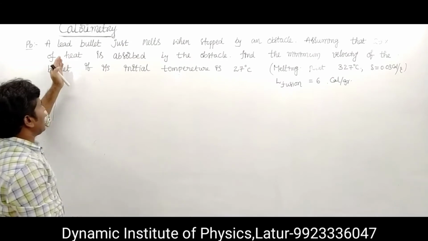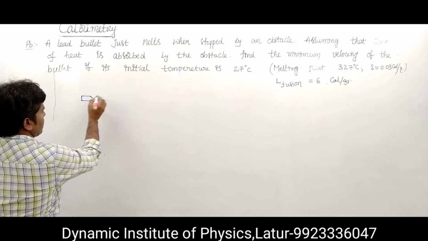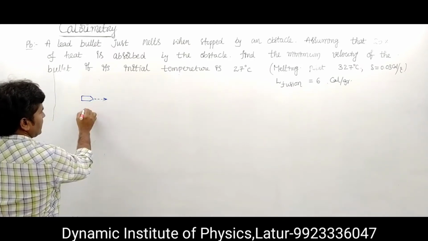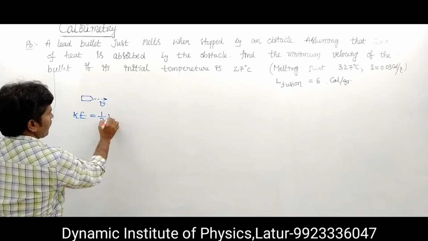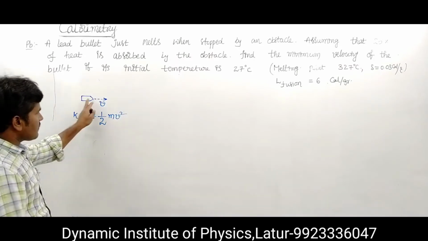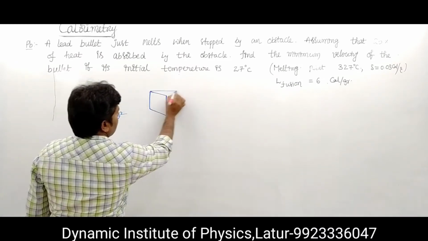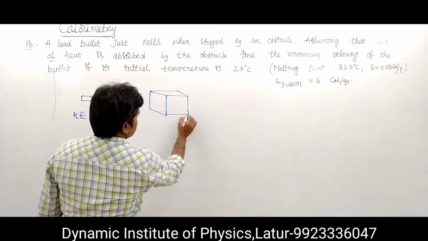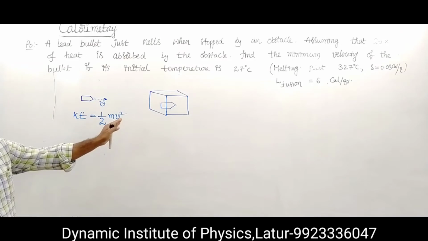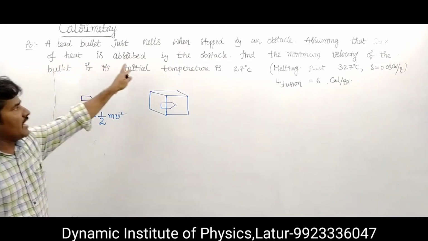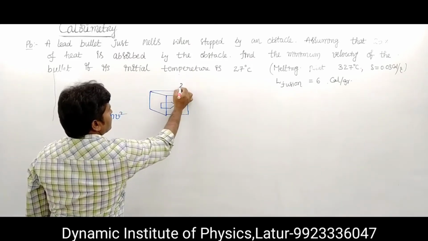In this given problem, a lead bullet just melts. One lead bullet is there, having velocity v. Then the kinetic energy of the bullet is half mv square. This lead bullet is incident on an obstacle, and 25% of the heat is absorbed by the obstacle.